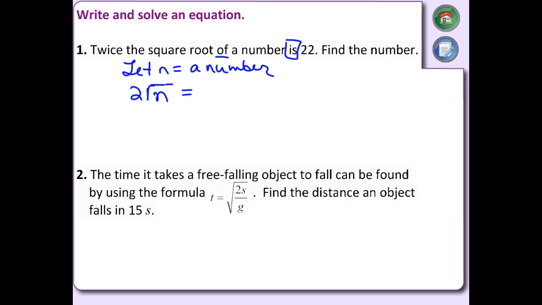Is means equals 22. Once again, we've got some fluff. We're going to have to get rid of that 2 to get n alone. So the square root of n equals 11. What am I going to have to do now? Square both sides. So n equals 121. All right, and that's the end of section 11.9.